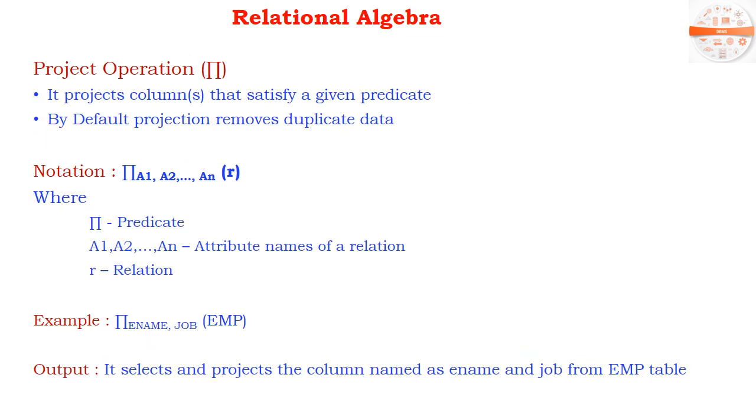And the next one is the project operation. Here we project the columns that satisfy the given predicate. By default, the projection removes all the duplicate data. So how do we represent the notation here? Pi, followed by the attribute names of the relation, A1, A2, till AN, followed by the relation name. For example, to project the columns e-name and job from the employee table, how do we represent it? Pi, followed by the column names e-name, job, and you can mention any particular column names you want, followed by the relation name.